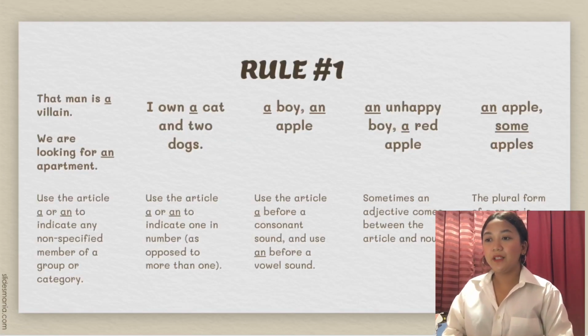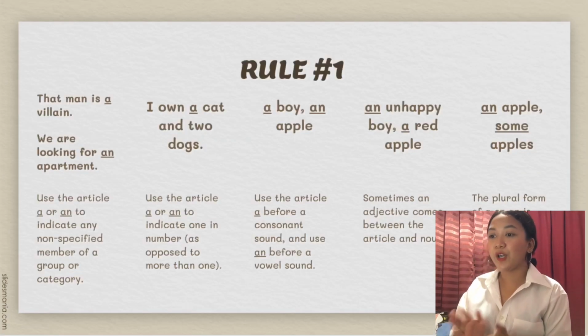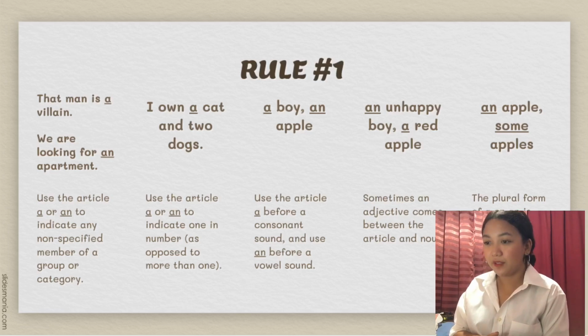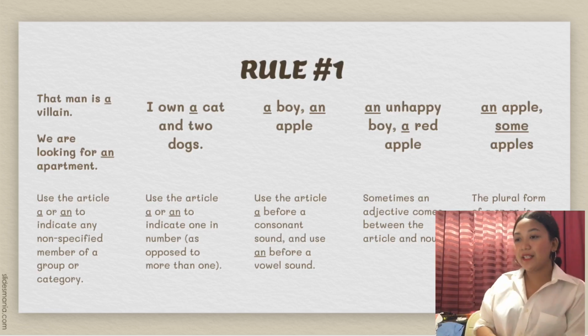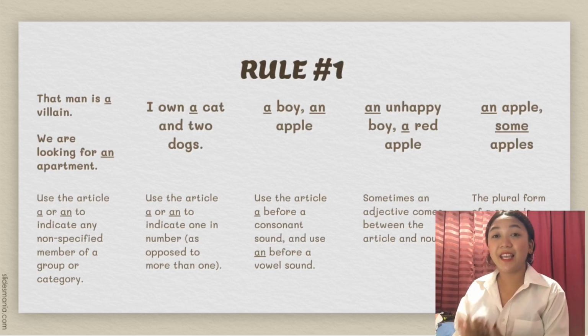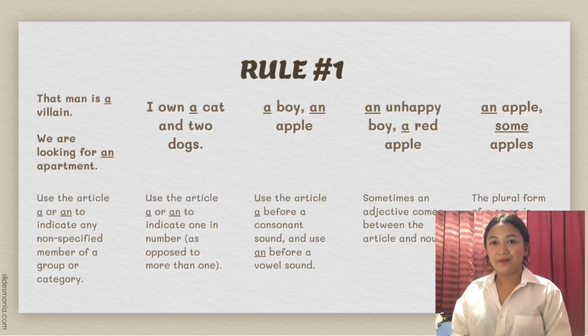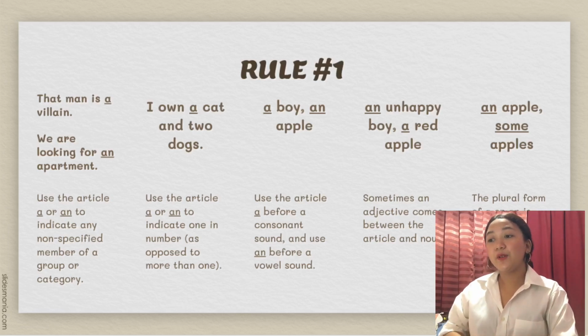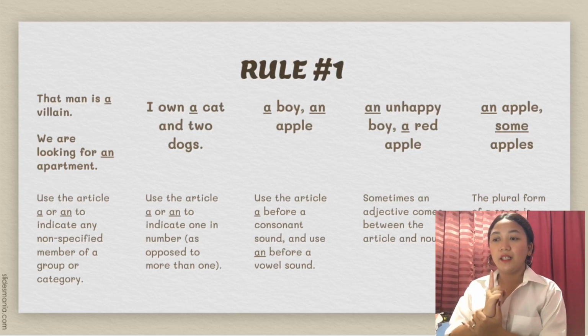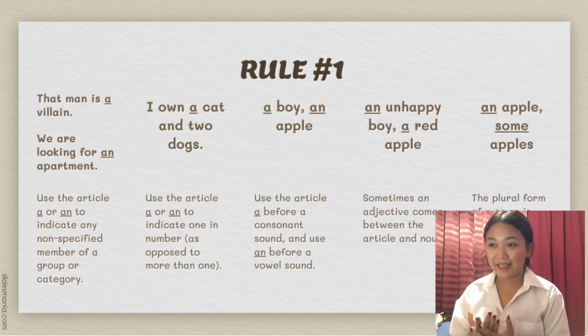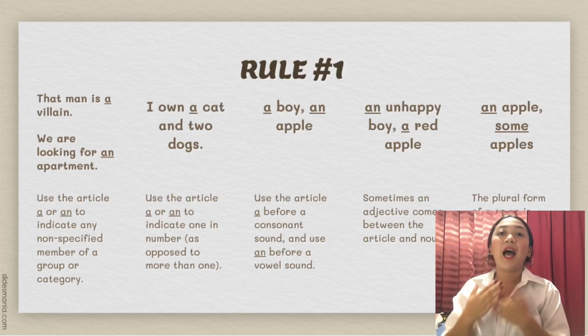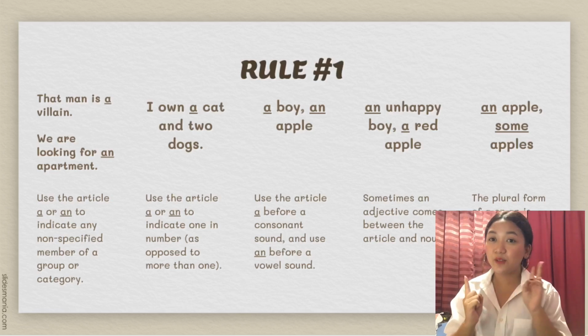So rule number 1: we use the article a or an to indicate any non-specified member of a group or category. We have here an example: that man is a villain. We are looking for an apartment. Next, we use the article a or an to indicate one in a number. Here we have an example: I own a cat and 2 dogs.